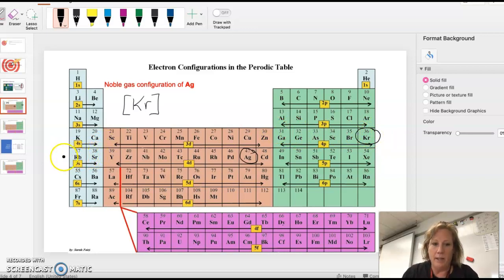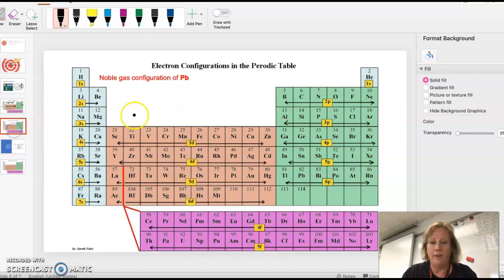So then I would get here where it's n equals 5, so it would be 5s2. And then remember, these drop down by 1. So it'd be 4d, 1, 2, 3, 4, 5, 6, 7, 8, 9. So 4d9. So that is something that I think you'll find handy, especially when you're doing really big elements.